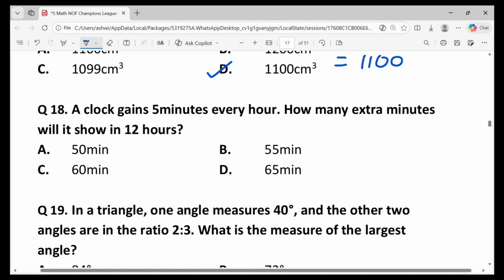Question 18. A clock gains 5 minutes every hour. How many extra minutes will it show in 12 hours? A clock gains 5 minutes every hour. So the total extra minutes shown in 12 hours will be multiplying the gain per hour into the number of hours. That is 5 into 12, that is equal to 60. So answer is C, 60 minutes.